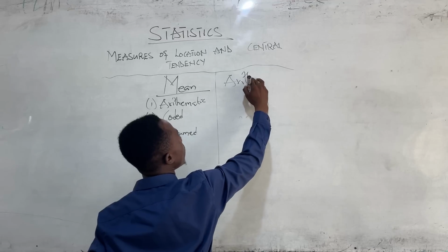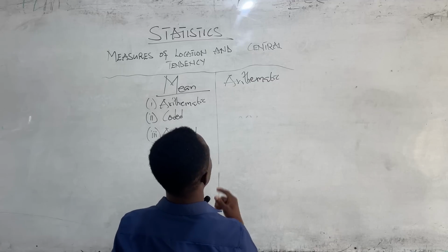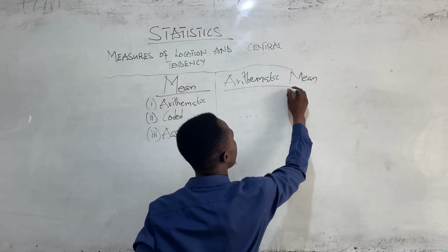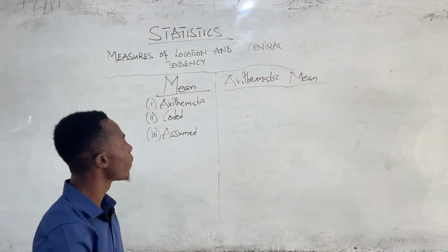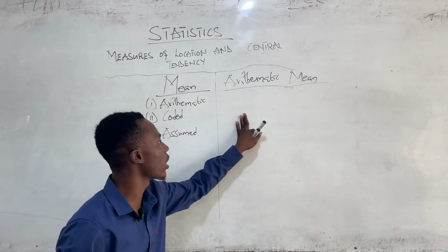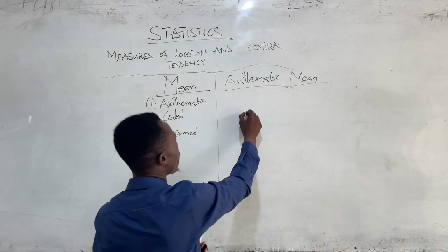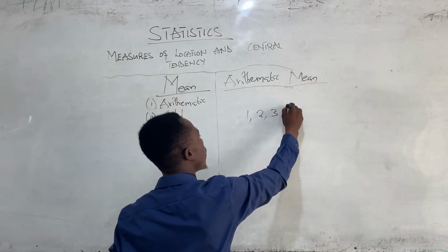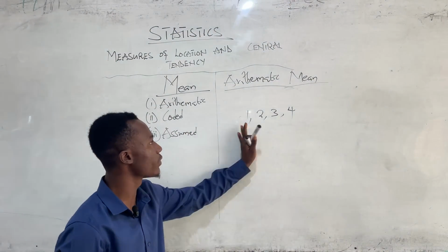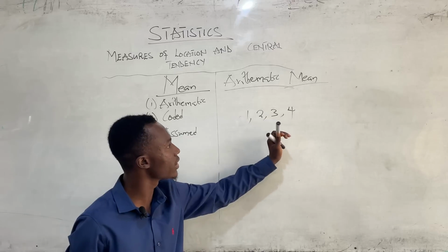Arithmetic mean, spelled this way. As I said, we have population and sample. When we talk about population, it is just about the entire data. So if you have 1, 2, 3, 4, and you are asked to calculate the population mean of this data, it means you have to add everything and divide it by the number of observations.